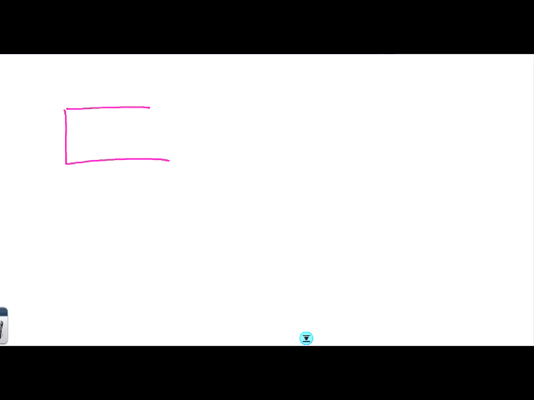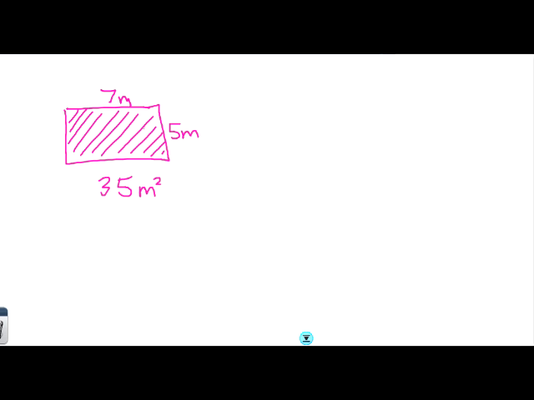but let's start here. Let's imagine we have a field, and it's 7 meters by 5 meters. You should know that if you multiply these two dimensions, you get the area, and therefore the amount of space occupied by the field. We would say we have 35 square meters. Now that's nice and simple.